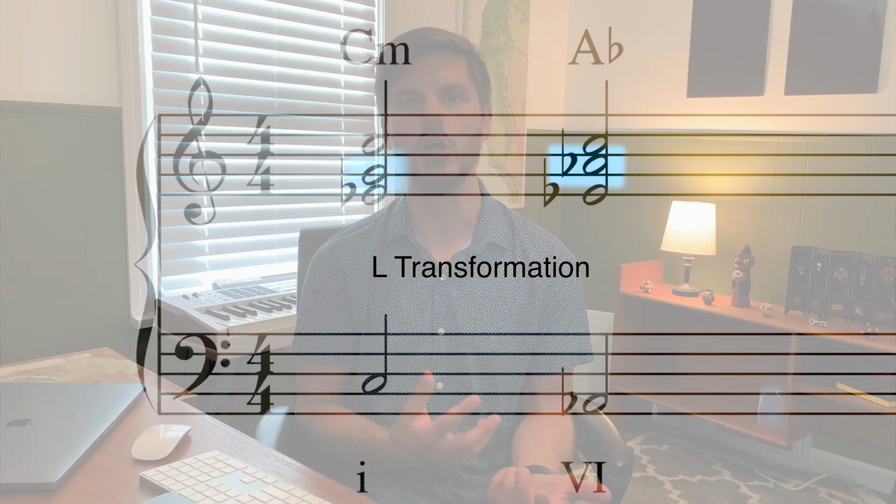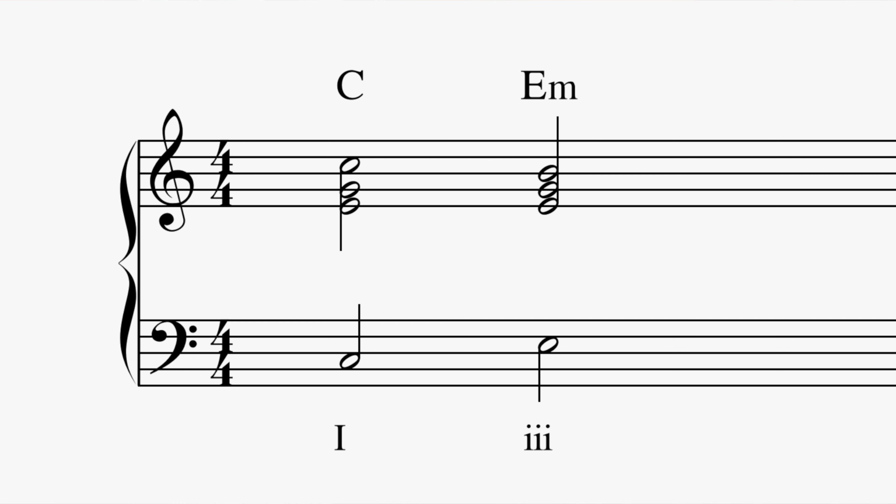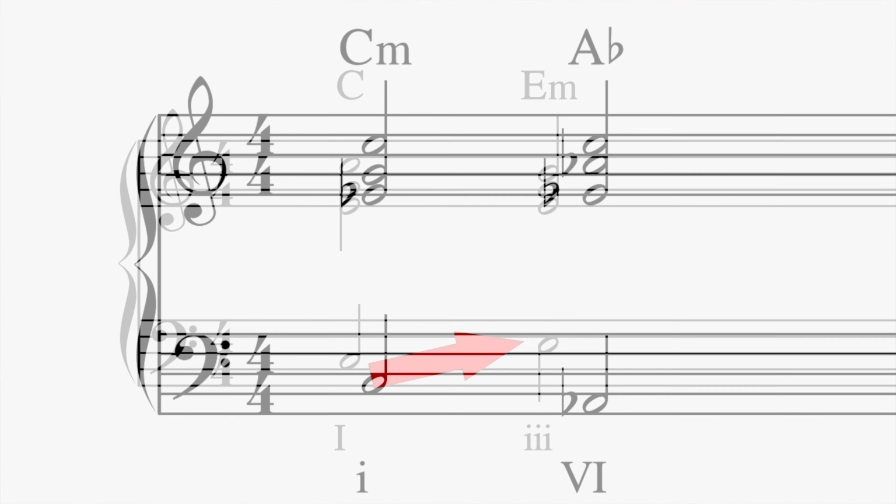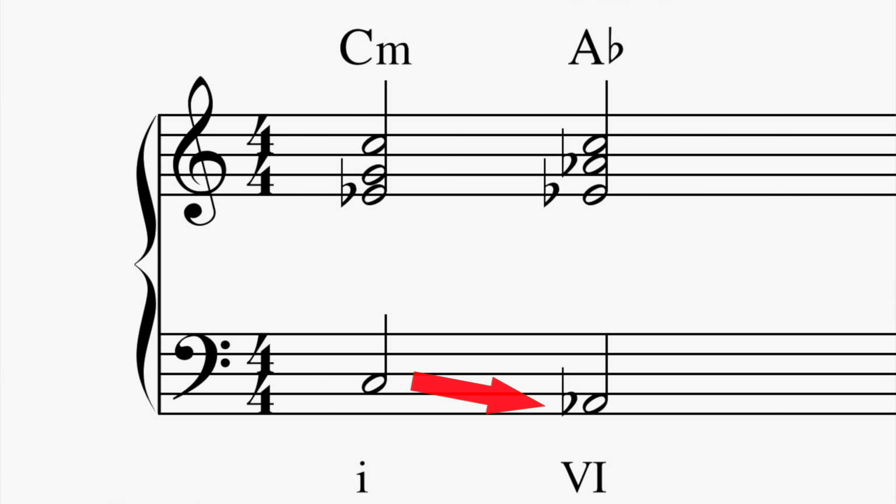And so this is the L transformation. This works in kind of reverse of the root movement as the R transformation does. When we move from a major triad to a minor triad through the L transformation, the root moves up a third. And when we go from a minor triad to a major triad, the root moves down a third.